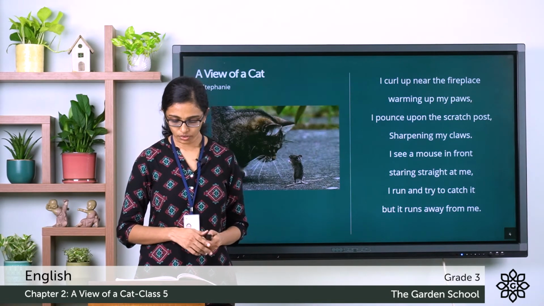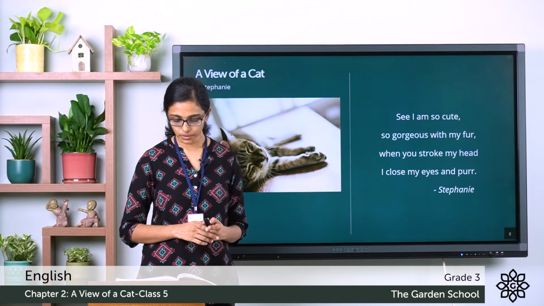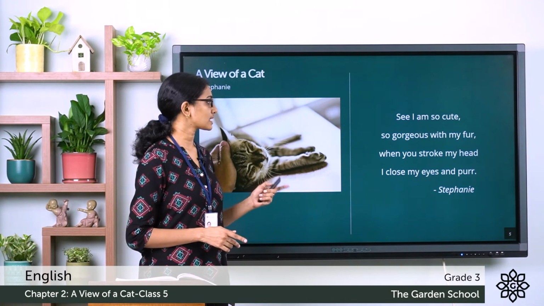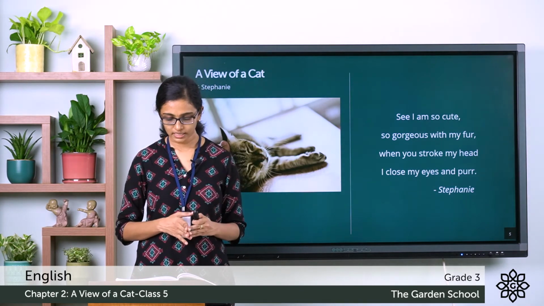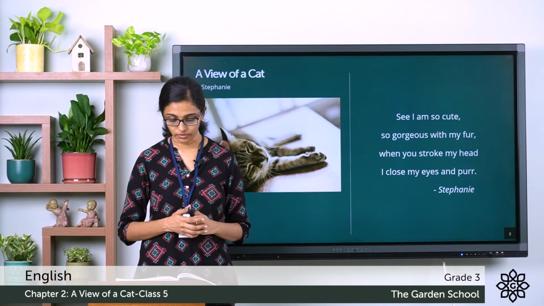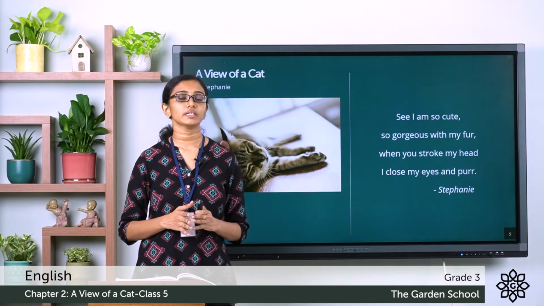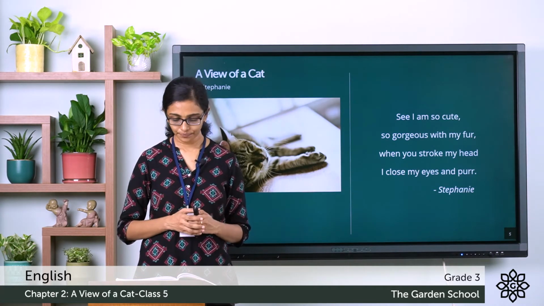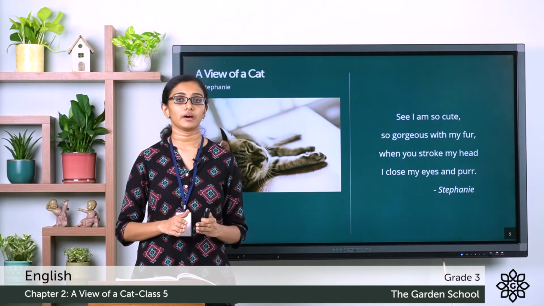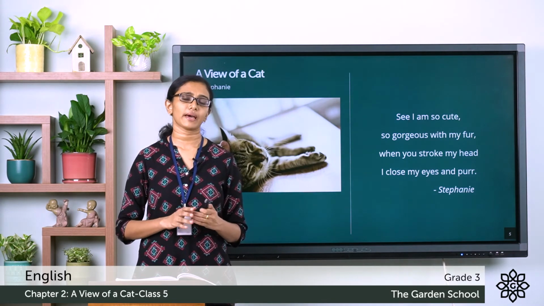See, I'm so cute, so gorgeous with my fur. When you stroke my head, I close my eyes and purr. So the cat is saying that it is very cute, it is very gorgeous. Gorgeous means very beautiful. With my fur. Fur means the hairy coat of a cat. When you stroke my head, I close my eyes and purr. Stroke means to gently pat.